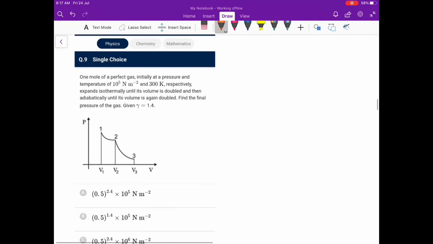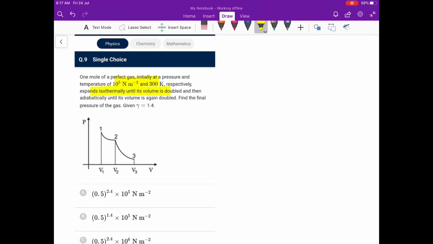Next, 1 mole of a perfect gas, that means ideal gas. You know that perfect gas means ideal gas. Initially at a pressure of this and temperature of this, respectively, it expands isothermally until its volume is doubled.